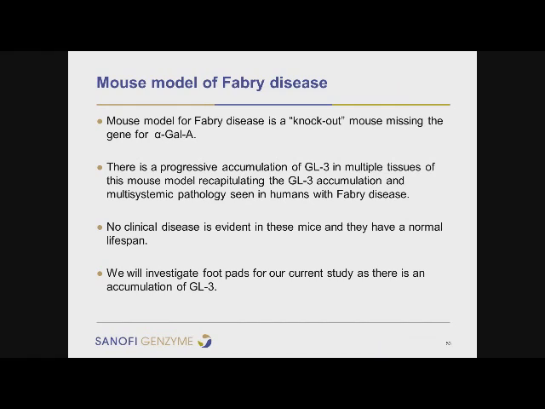There's a progressive accumulation of GL3 in multiple tissues of this mouse model, which recapitulates the accumulation and multisystemic pathology that's seen in humans. Mice, however, do not have clinical disease as the human patients do, and they do have a normal lifespan. So the disease is less severe in the mouse model than in human patients. But we wanted to investigate the foot pads in our current study, and it was a fairly large study, as there seems to be an accumulation of GL3 in the foot.